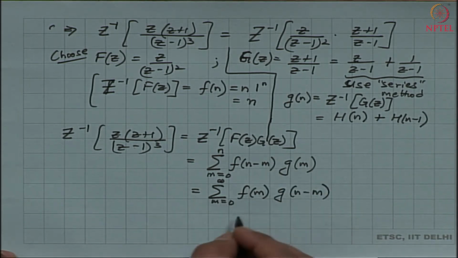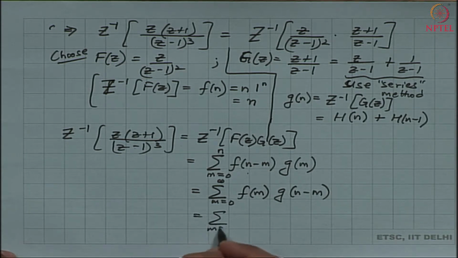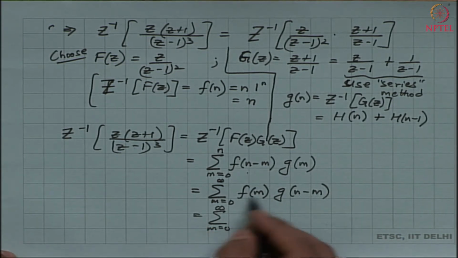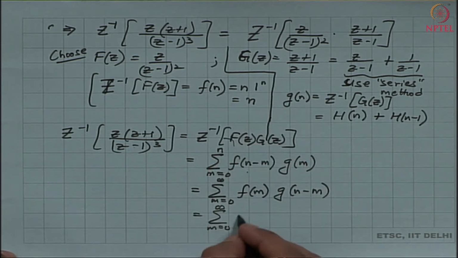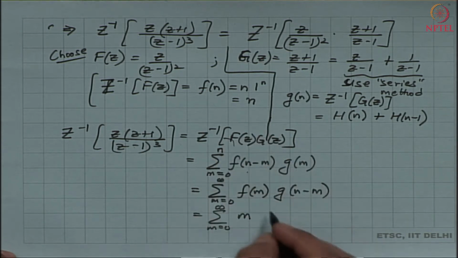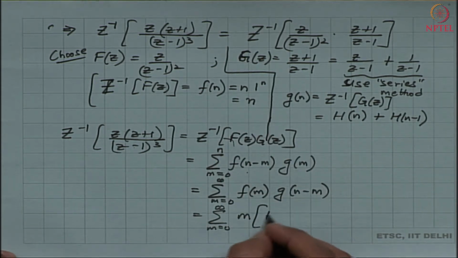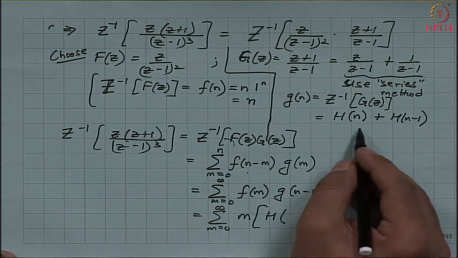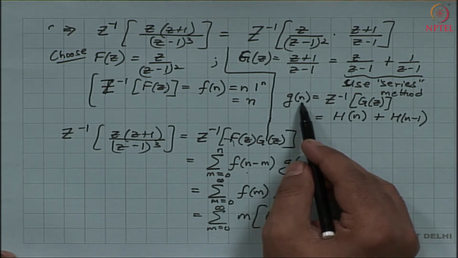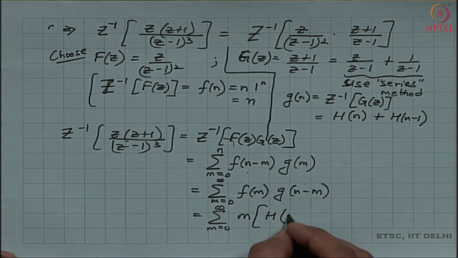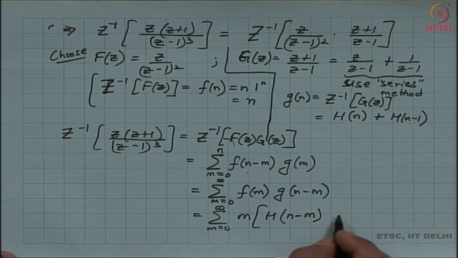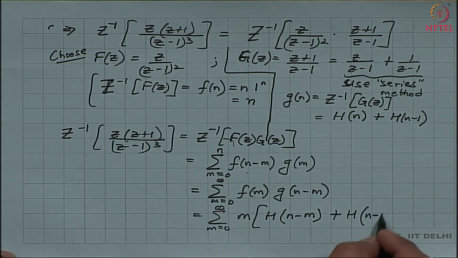So, I have reversed my notation, and after plugging in f and g, this is also equal to the sum over m from 0 to n. Now f of m is given by m, and g of n minus m is obtained by plugging n minus m in place of the argument n. So, I get the Heaviside function of n minus m plus the Heaviside function of n minus m minus 1.